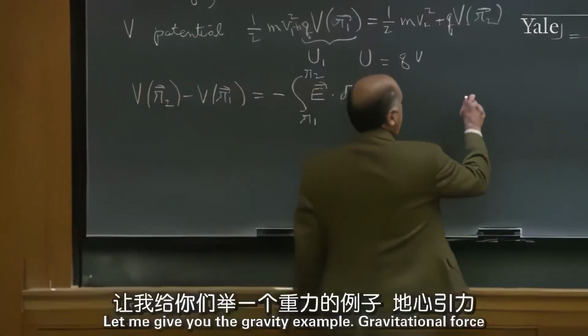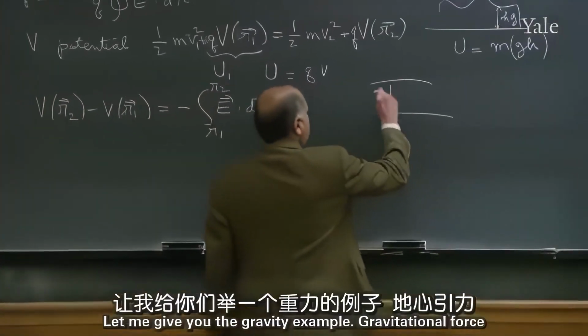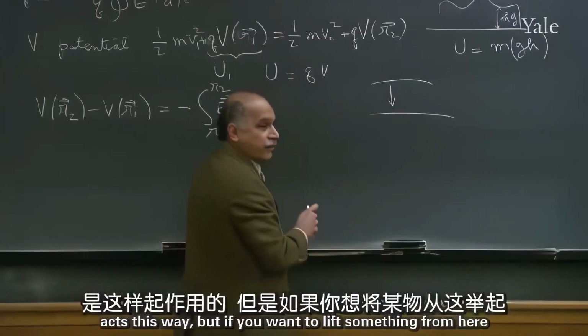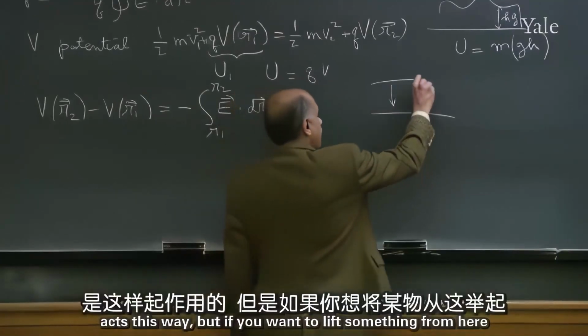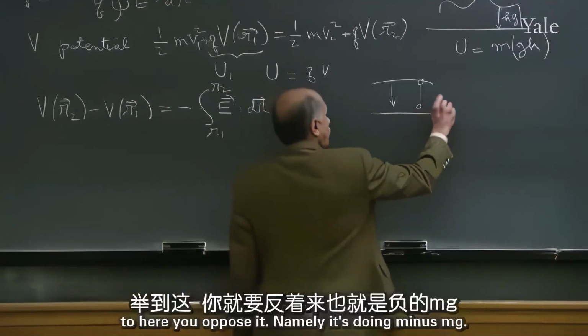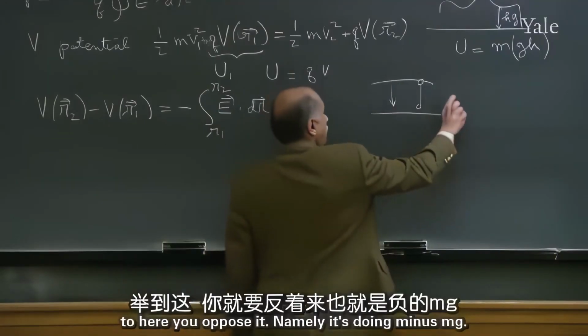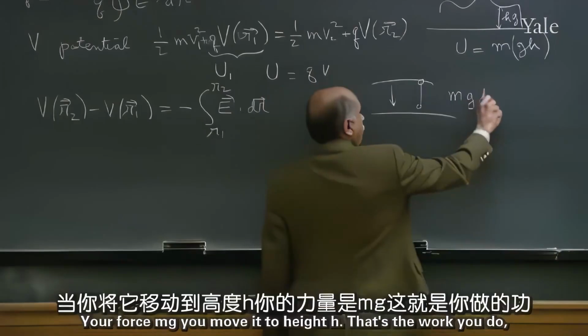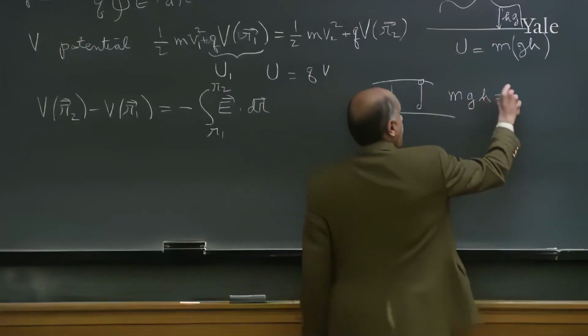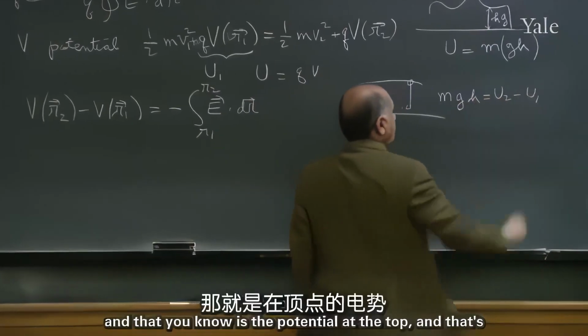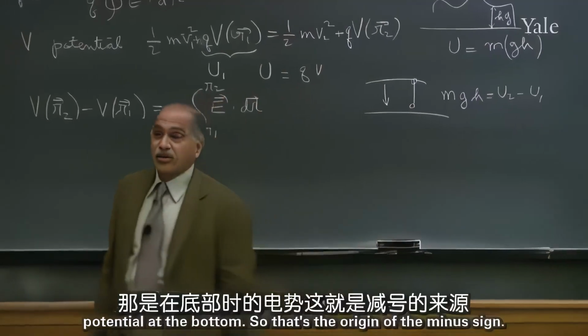Let me give you the gravity example. Gravitational force acts this way. But if you want to lift something from here to here, you oppose it, namely it's doing minus mg, your force is mg, you move it to height h. That's the work you do, and that you know is the potential at the top minus potential at the bottom. So that's the origin of the minus sign.